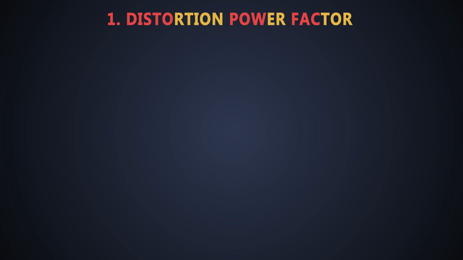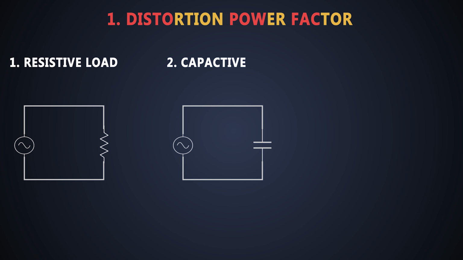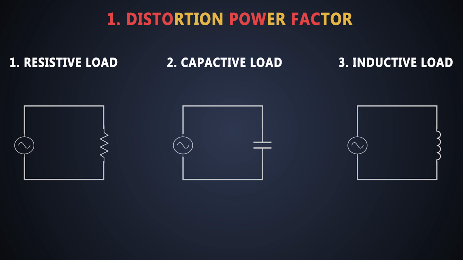Well, what causes the distortion power factor? In electrical terms, there are basically three types of loads. First is the resistive load, then capacitive load, and inductive load. Well, a combination of the different loads can also be chosen, but we'll not see that right now.